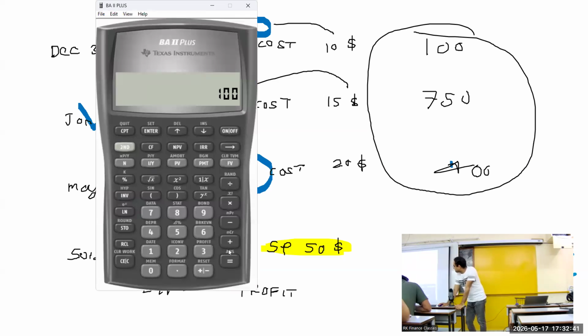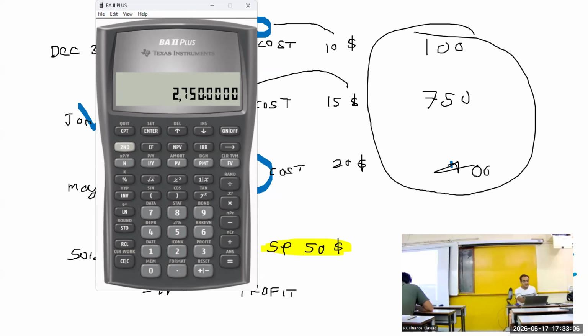100 plus 750 plus 400. That's your cost. Sales 4,000, cost 1250. The profit is 2750. Is it clear? Samjha? This is not in the syllabus, although you understood it. But still, you should know it.